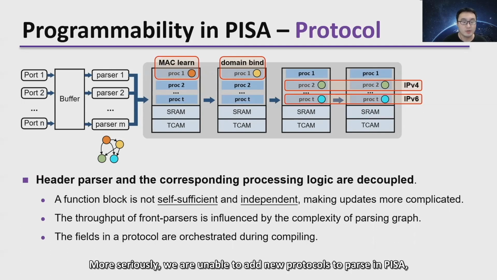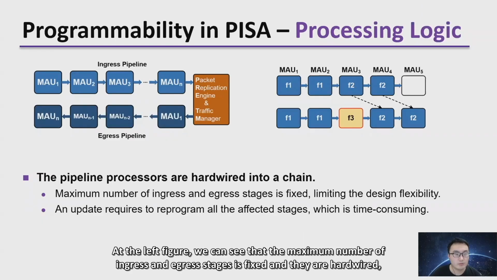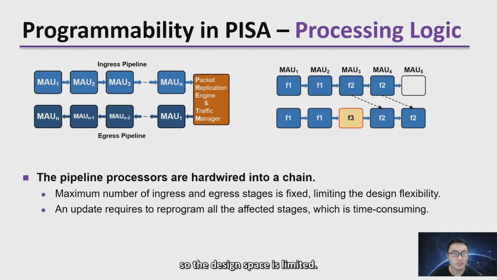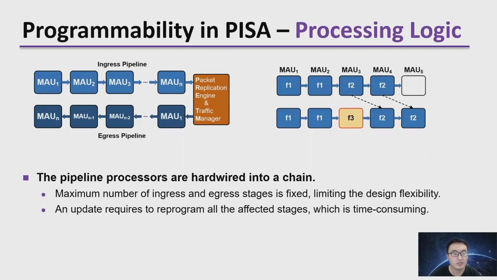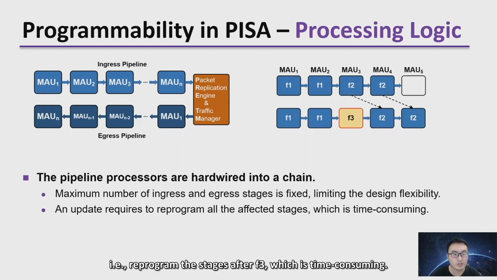More seriously, we're unable to add new protocols to parse in PISA, as the fields in the protocol are orchestrated meticulously. In the left figure, we can see that the maximum number of ingress and egress stages is fixed and they are hardwired, so the design space is limited. In the right figure, inserting a new function f3 between f1 and f2 requires reprogramming all the affected stages. That is, reprogram the stages after f3, which is time-consuming.